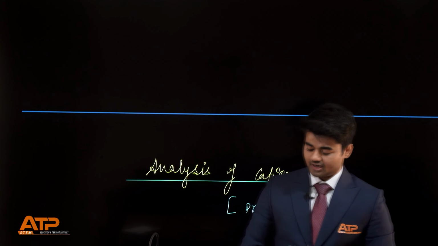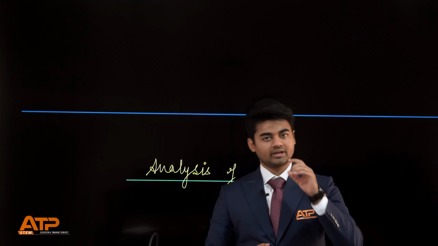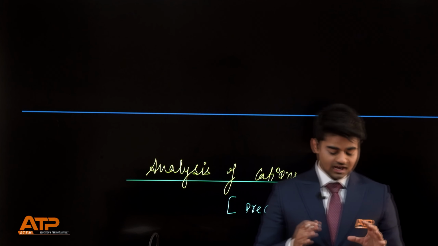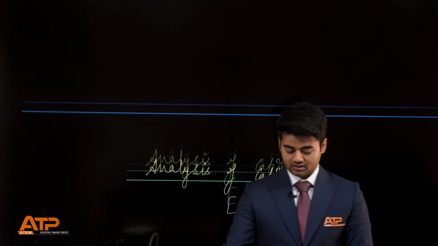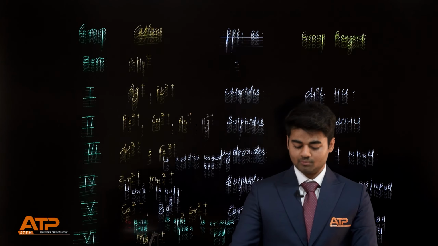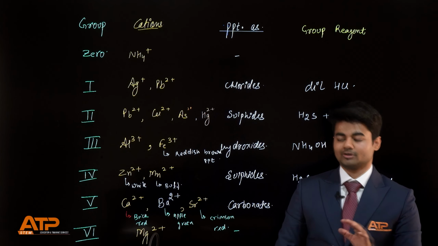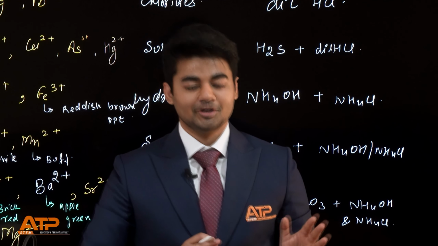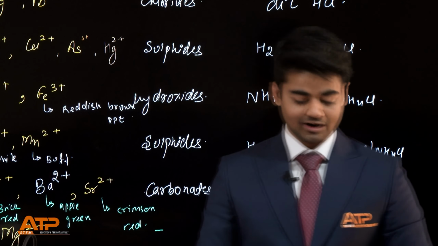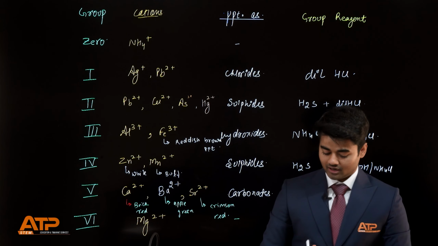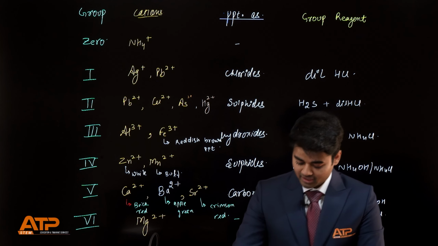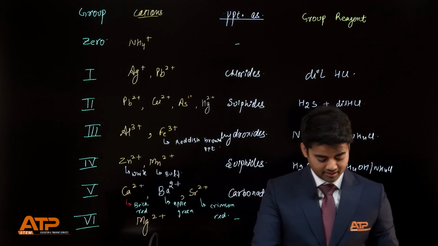So let's start. Based on the different group reagents or different compounds we add to carry out the precipitation, we have segregated all the cations into multiple groups. Now these groups, don't get confused here, have no relation to the groups in the periodic table. Let's start. Group 0, let's check what cations we have here.